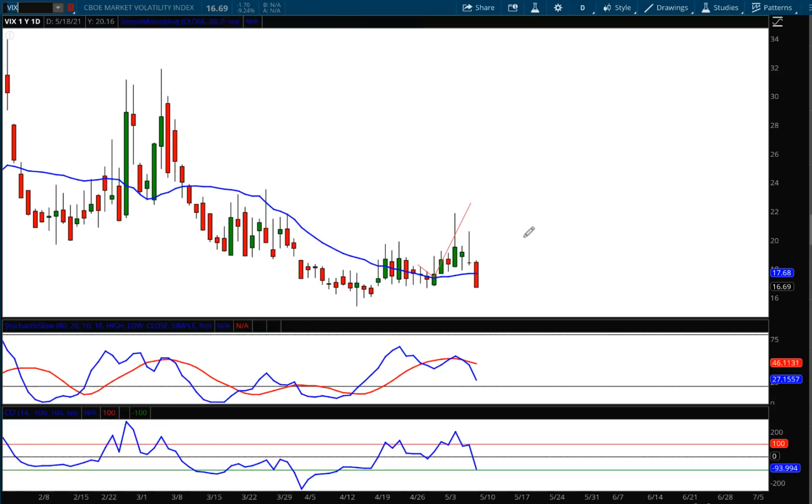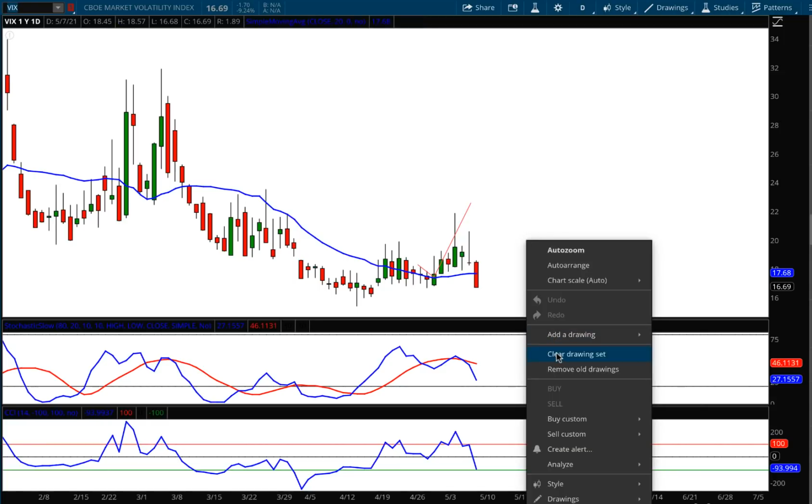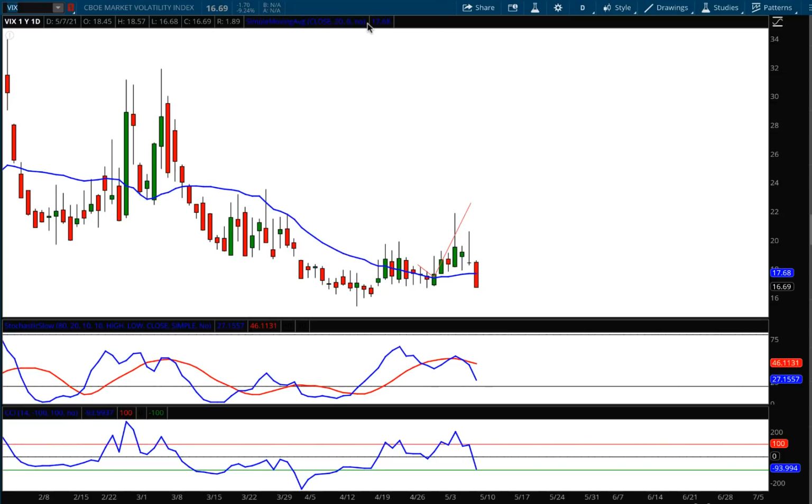Let me erase these lines and explain to you what this means. A big red candle like that with hardly any shadows is by far a fairly bearish candle. However, we have a support level down here on the VIX below 16. I believe that the VIX will go down to test that support level and then bounce just like that. So for those who trade the VIX, you have a short-term opportunity to downside and then a new opportunity to get long at that support level.